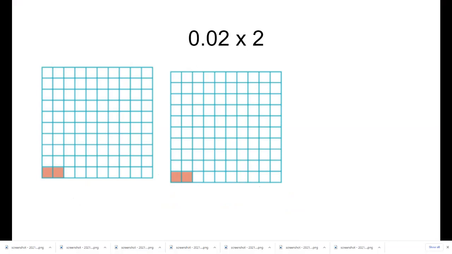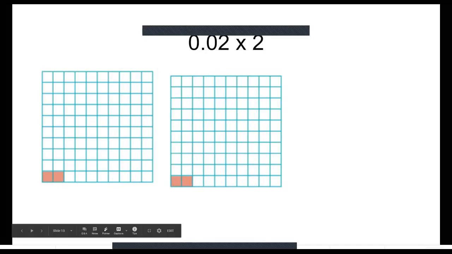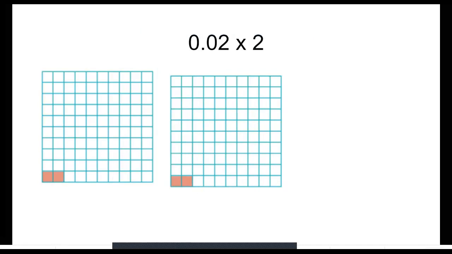If we have 200ths times 2, that means we have 2 groups of 200ths. And we can see here 2 groups of 200ths. Let me put on my little spotlight. Yeah, 2 groups of 200ths. Next slide.